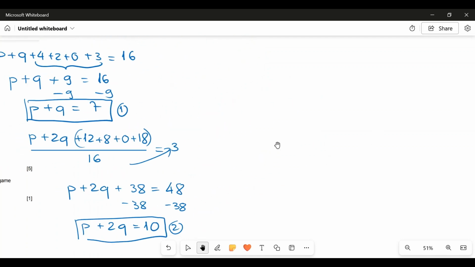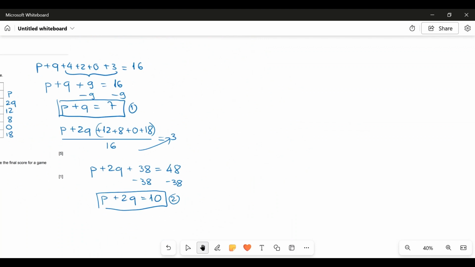And now I'm going to write down the two equations, one above the other. Equation number 2 first. So P plus 2Q equals 10. P plus Q equals 7. What do we have here? The simultaneous equations, right? P and P exactly the same. So do minus, cross out, 2Q minus Q is Q, 10 minus 7 is 3.